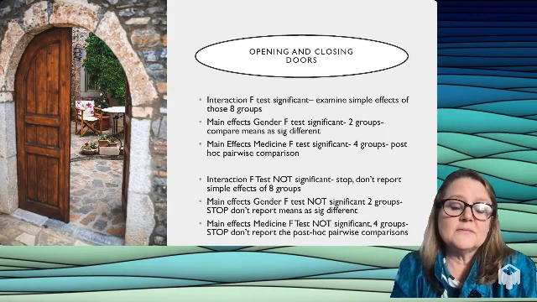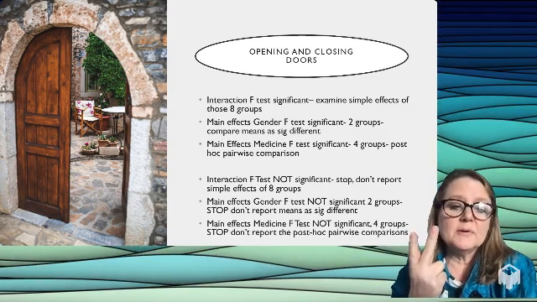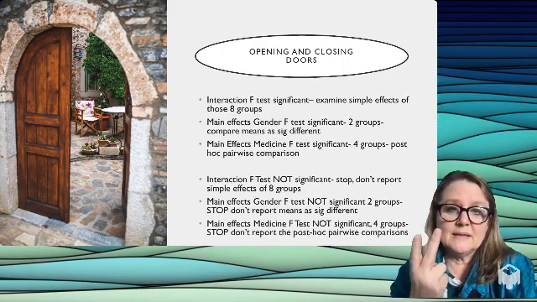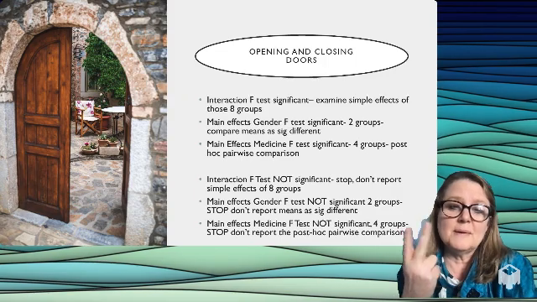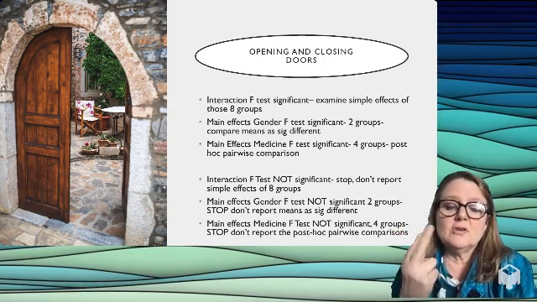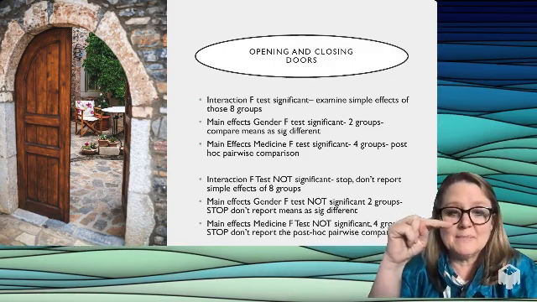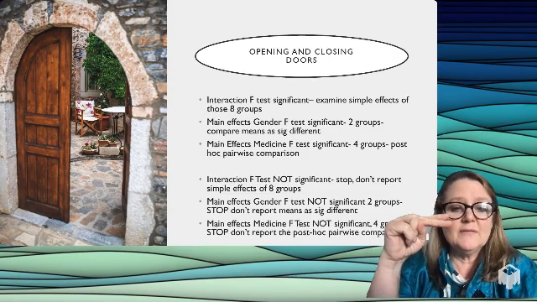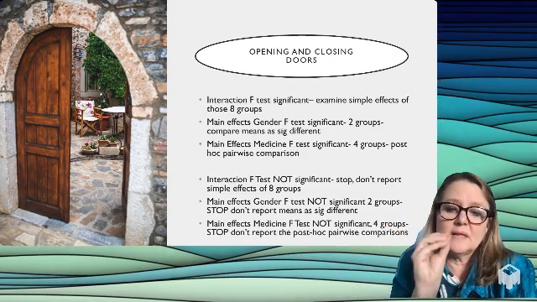If the main effect of gender F-test is not significant for the 2 groups, stop. You don't report those as significantly different. Now, you may just report them as descriptive data. Here's all my mean scores. But you would never say that's a significant difference. And you don't say one's higher than the other. Even if the numbers are not the exact same number, if one's a little higher, if they're not significantly different, then you don't say they're different. All right? You want to be clear in your communication.